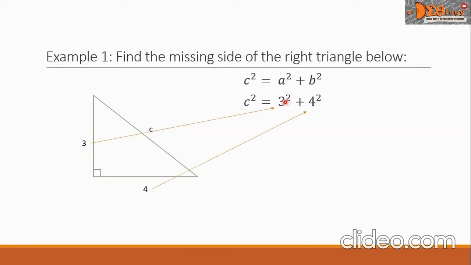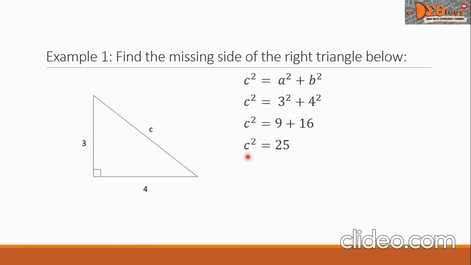c squared equals a squared, which now becomes 3 squared, then plus b squared, which is now 4 squared. Then we will simplify further. 3 squared is 9, plus 4 squared is 16. We will just copy the c squared down here. Then we will add 9 and 16, which becomes 25.